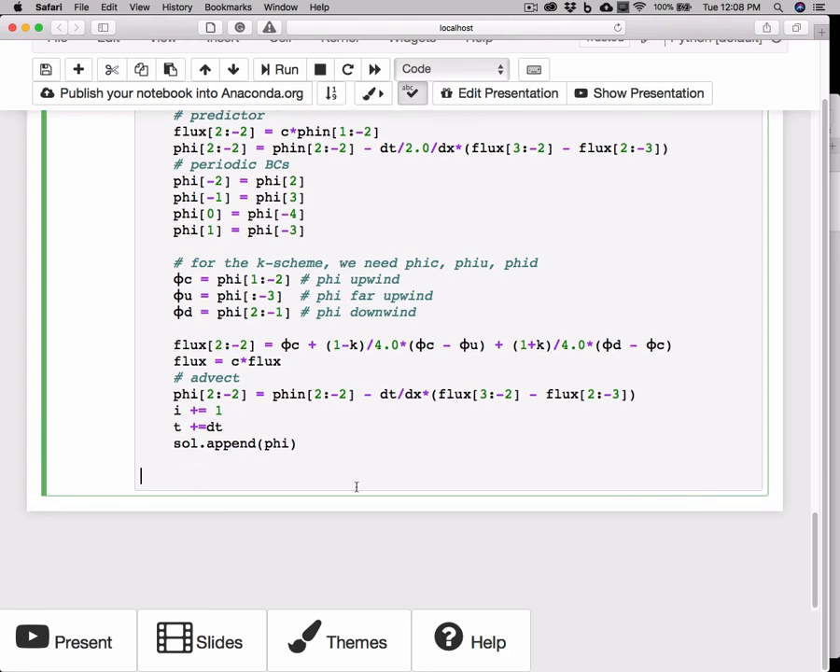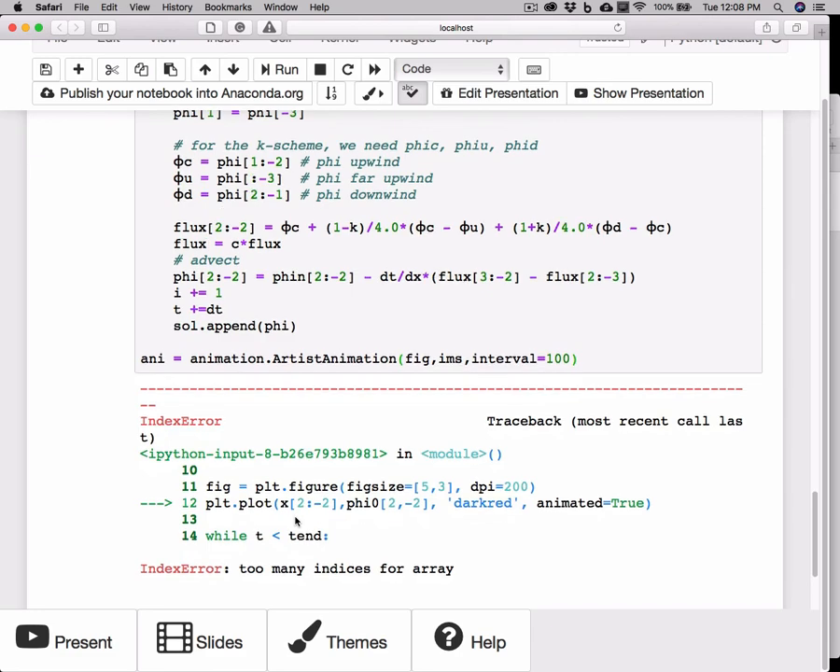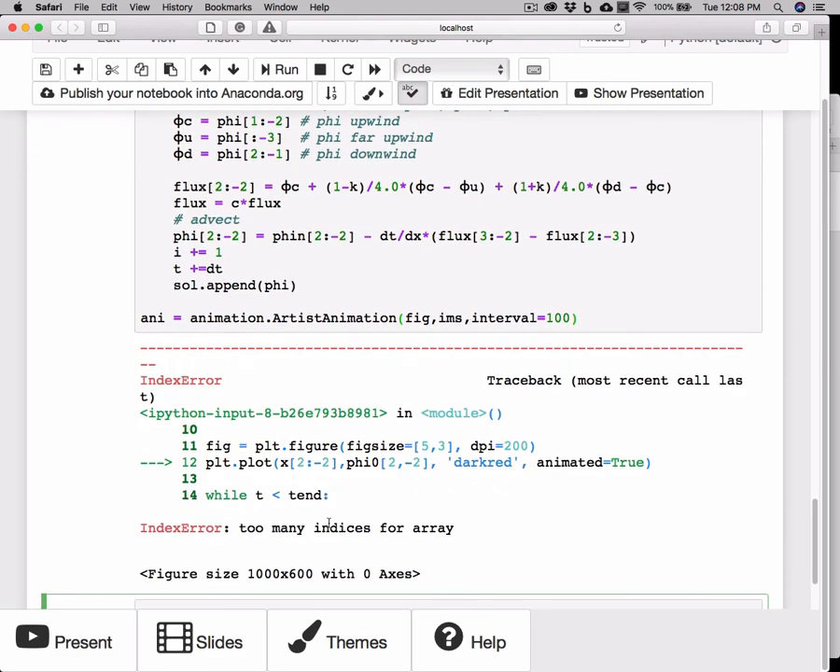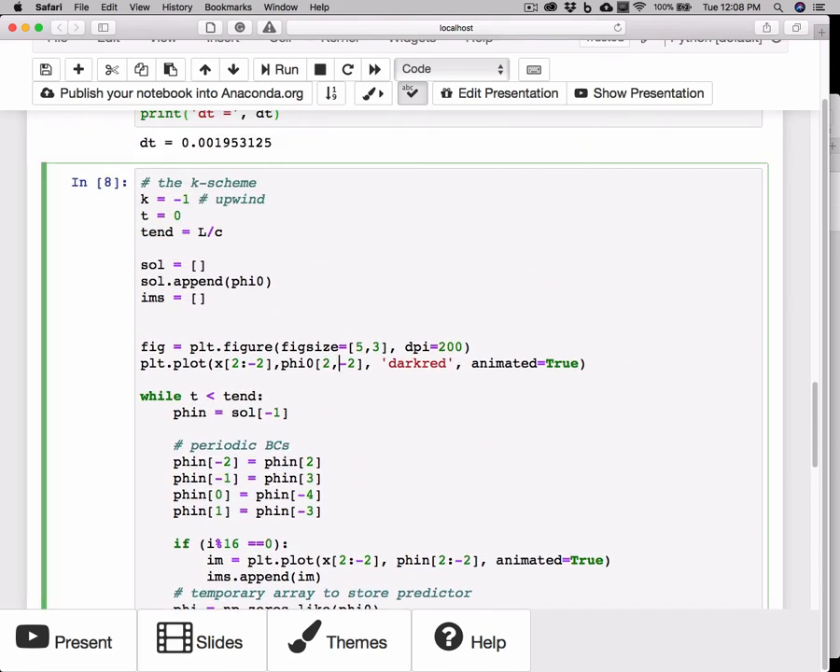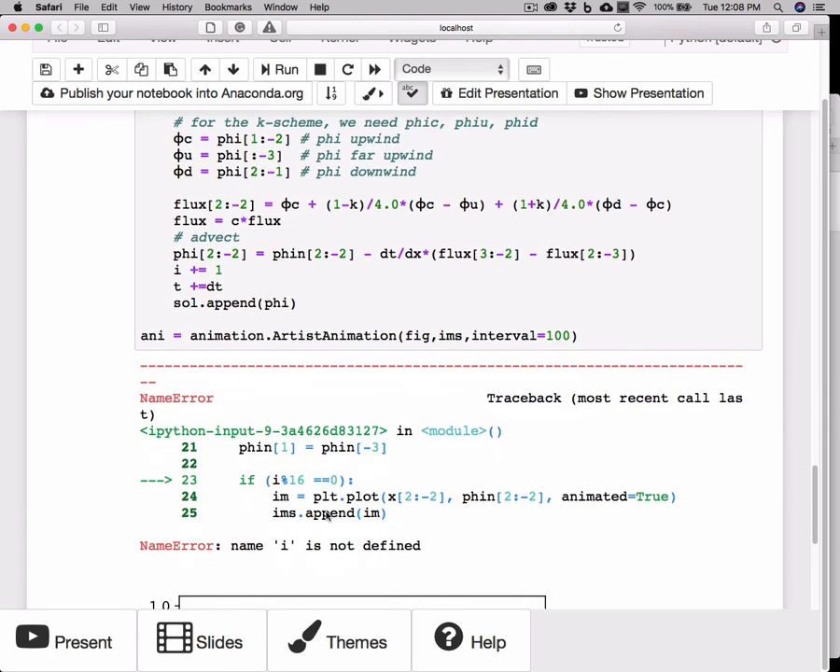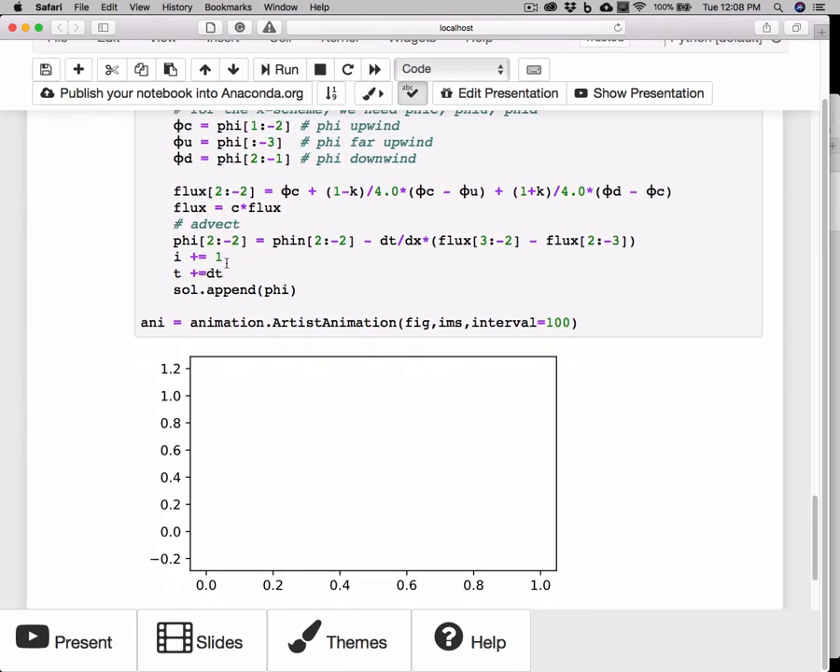And then let me see how I did it here. Just do a function animation. Animation is animation dot artist animation, actually. Artist animation on fig, bunch of ims, just kind of interval. And then let's see if this works. Oh, we have an error. Too many indices for array. Oh, yeah, I put a comma. Thanks, Mokbel. Okay, now I is not defined. Oh, I didn't define I. I is 0. Okay, so now it ran.